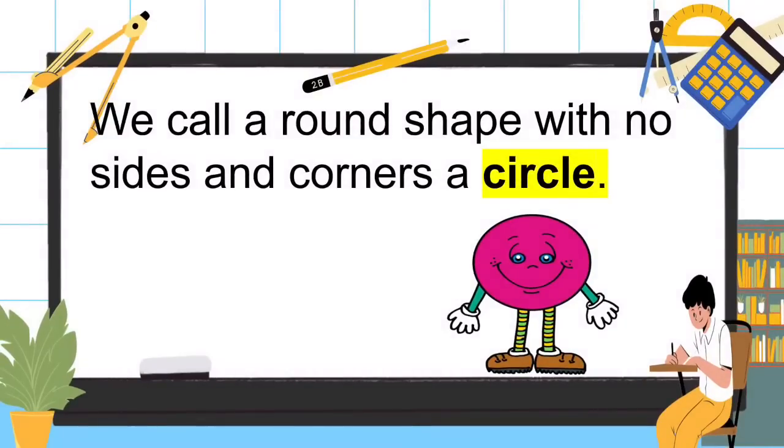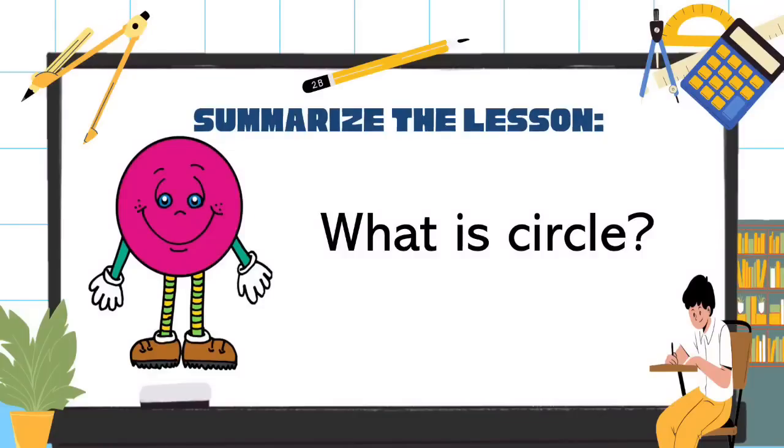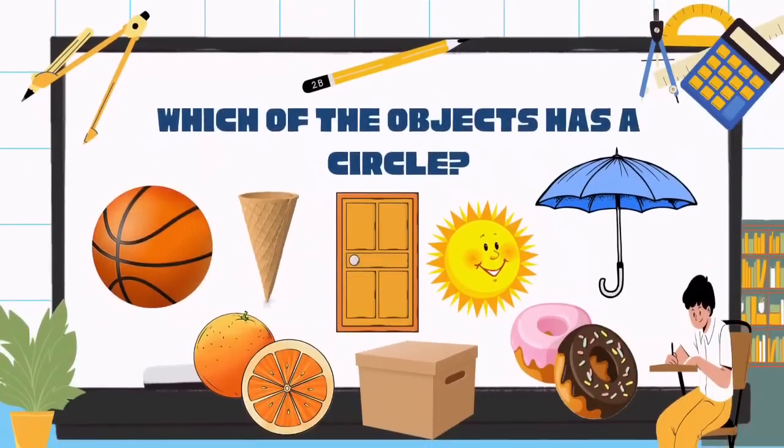Take note, students, that we call a round shape with no sides and corners a circle. Now let me ask you again, students, what is a circle? Now, students, here is an activity. As you can see on the screen, there is a lot of objects. Now, which of the objects has a circle?